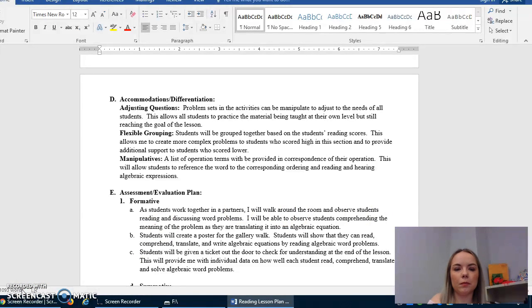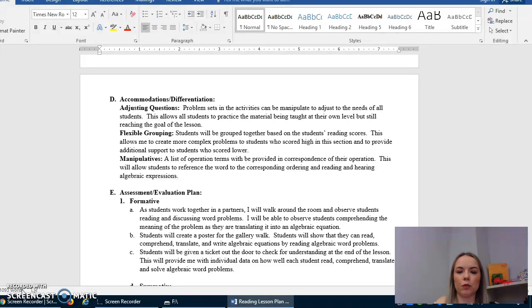So, adjusting questions. Since problem sets in the activity can be manipulated to adjust to the needs of all students, this allows all students to practice the material being taught at their own level, but still reaching the goal of the lesson. So I can provide the students with word problems that have language at different levels for them. I can also provide students, for lower level ELL students, possibly if I need to, with word problems that are in their native language.